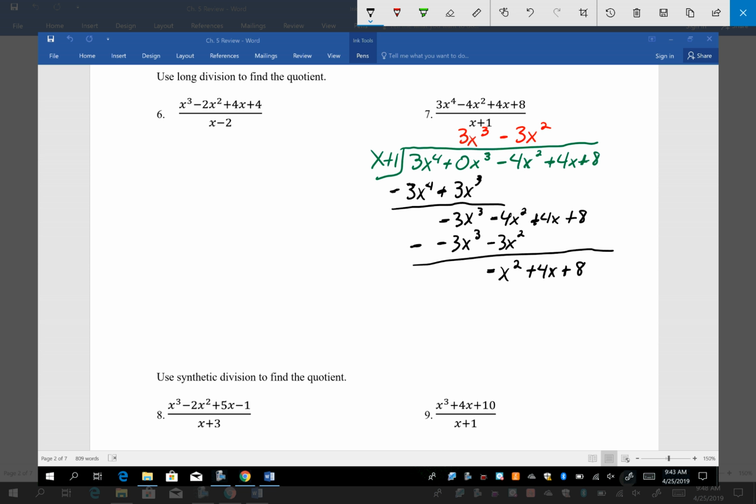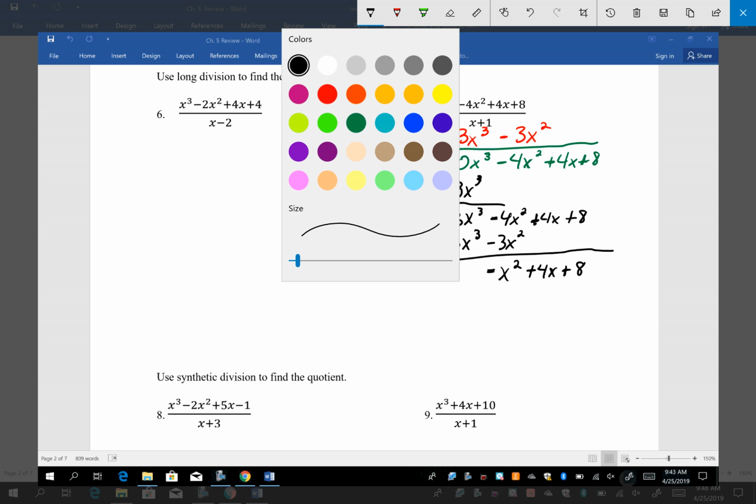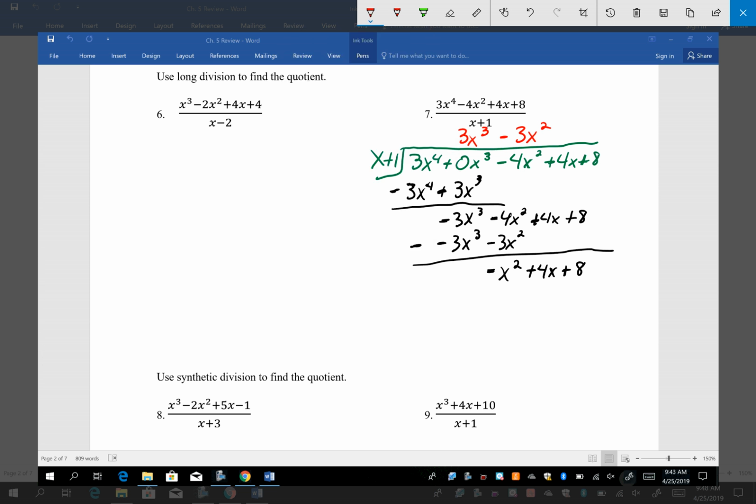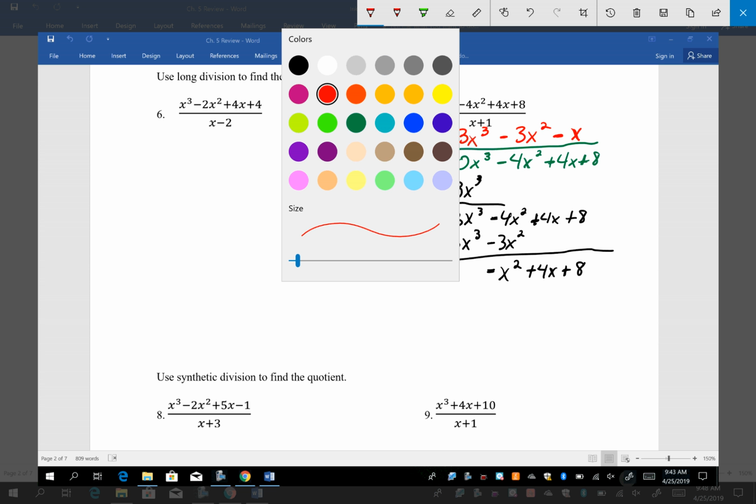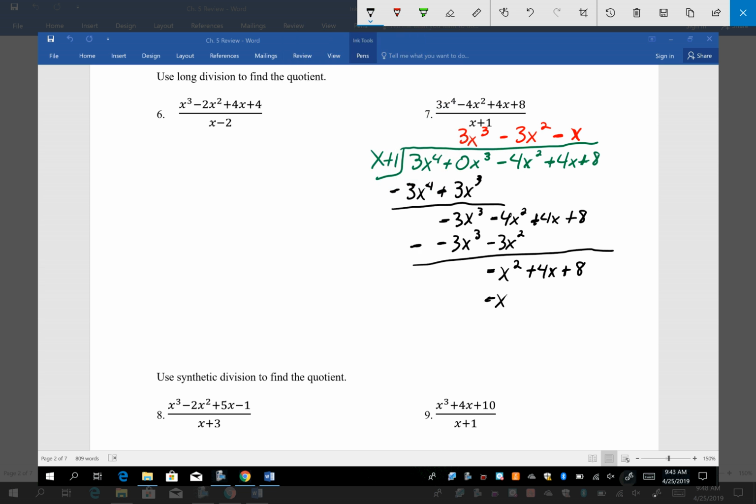Repeat the process. How many times does x go into negative x squared? I heard somebody already say it. Minus x. All right, so we multiply negative x times each of those. We get negative x squared minus x. All right, what is 4x minus negative x? And Pablo, this is the same thing that just happened. Actually, no, subtracting a negative x is going to be adding x. I know it's weird. So it's actually going to be 5x.